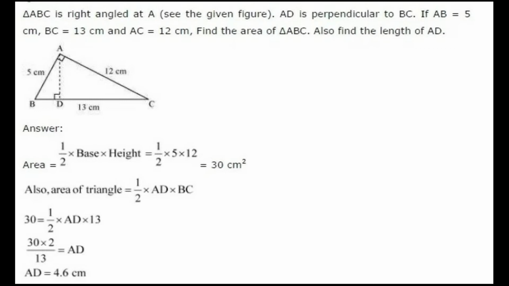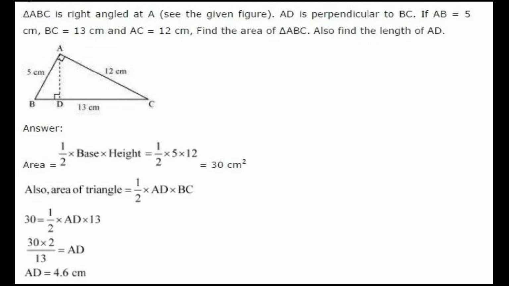And now try to understand the next part of the question. Also find the length of the AD. So now we have to find out the value of AD, right? So again we are writing the formula of area of the triangle, half into base into height. Here now the scene is changing, right? So the base is, the AD is becoming the base.